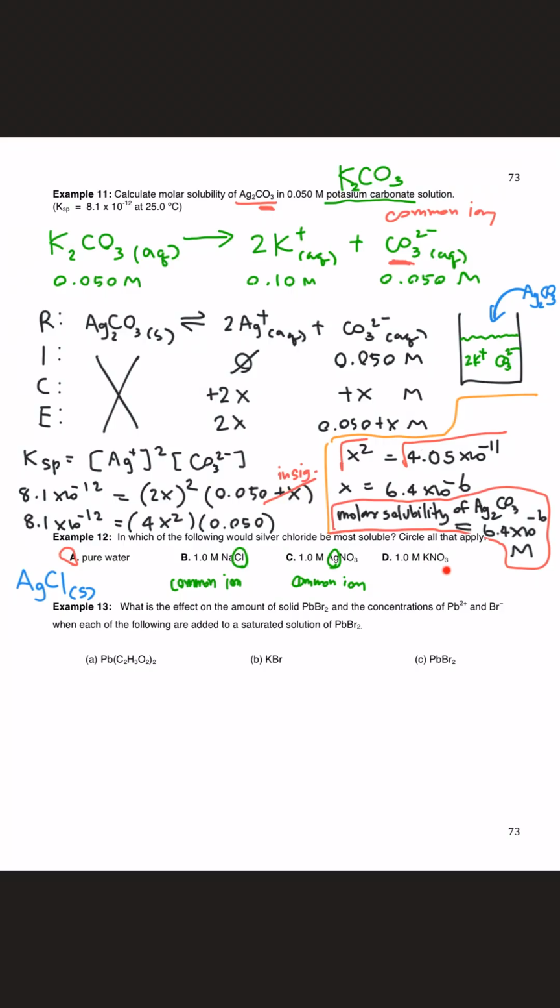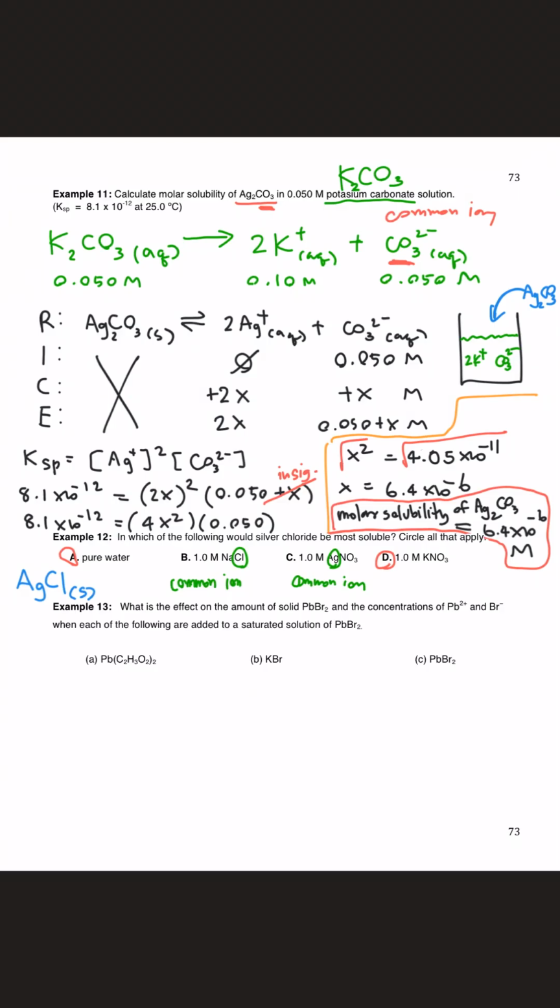Choice D doesn't contain any common ion that's similar to the silver chloride. Therefore, in this case, there is no common ion effect. So choice D would be another choice that silver chloride would be able to dissolve in the most.